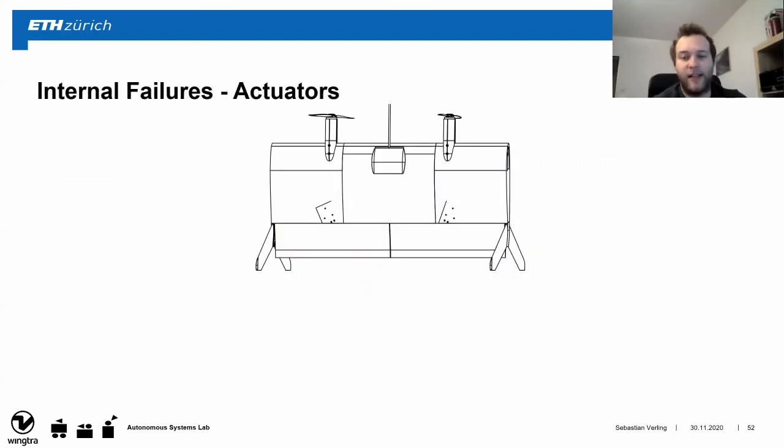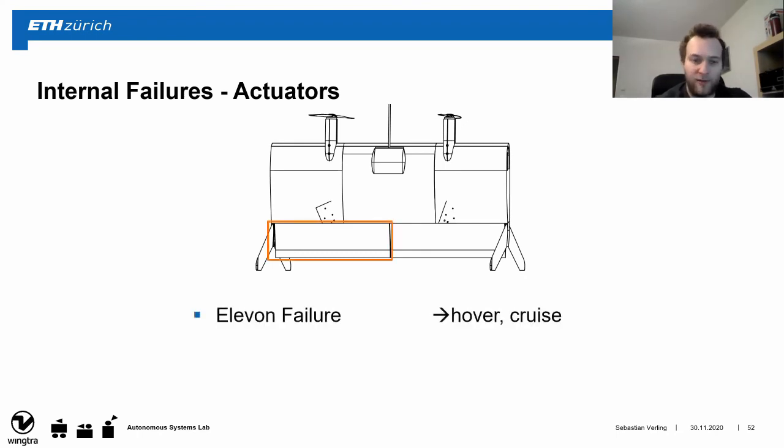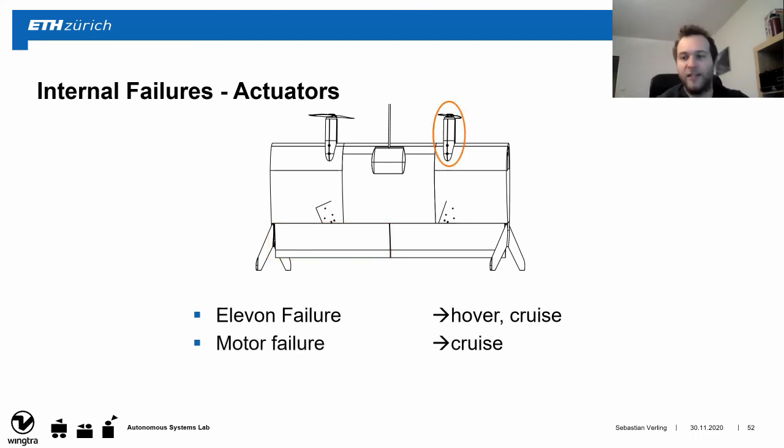The next thing we investigated was about actuator failures, which ones can happen and what we can do about it. Specifically, we have looked at aileron failures, which we looked at for hover and cruise flight. We then also looked at a motor failure. For this failure, we only considered cruise flight, as one motor would not be able to deliver enough thrust to stay airborne.